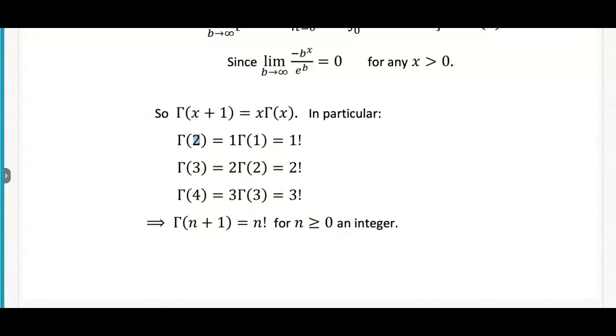Let's give some numbers. Gamma of 2 is 1 times gamma of 1. Gamma of 1 is 1, so that's 1 factorial. Gamma of 3 is 2 times gamma of 2. What's gamma of 2? It's 1 factorial, so gamma of 3 is 2 factorial. What's gamma 4? 3 times gamma 3, which is 3 times 2 factorial, that's 3 factorial, and so on and so forth. So in general, gamma of n plus 1 equals n factorial, where n is a non-negative integer.